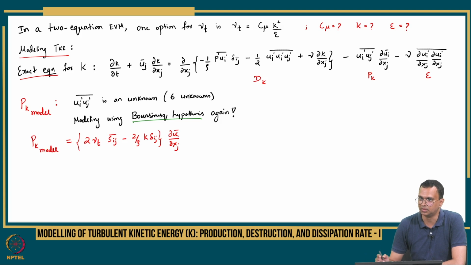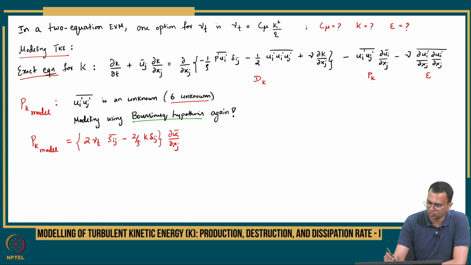What are the issues with modeling like this? But right now the model is closed. The 6 unknowns here have now been closed using nu t, which is c mu k square by epsilon, and we are going in that direction of closing the k. So k will be computed. I will soon tell you how to get epsilon and c mu.